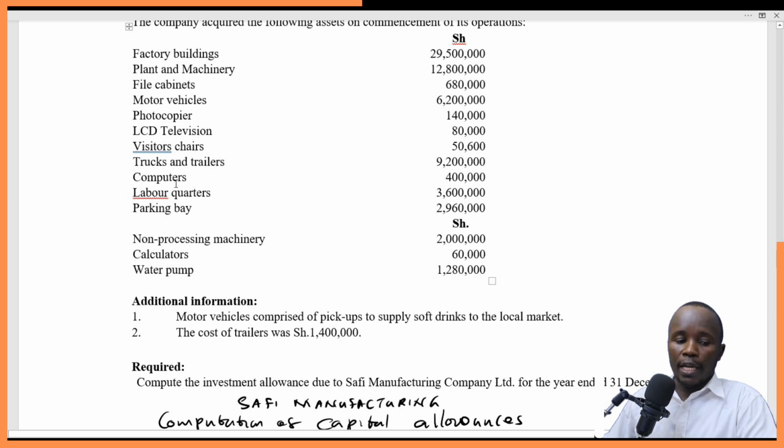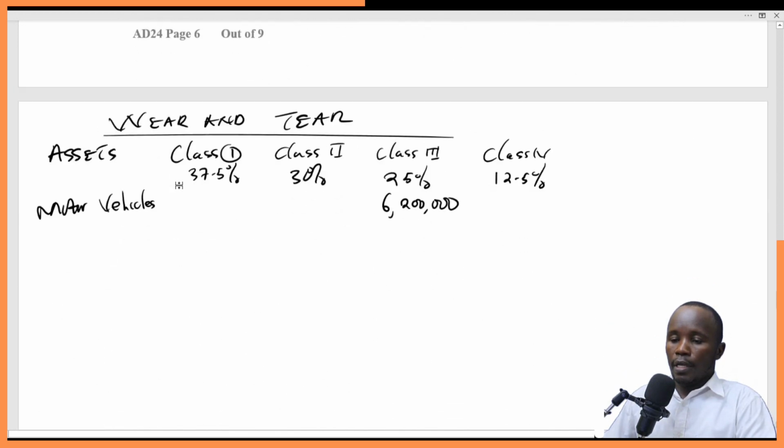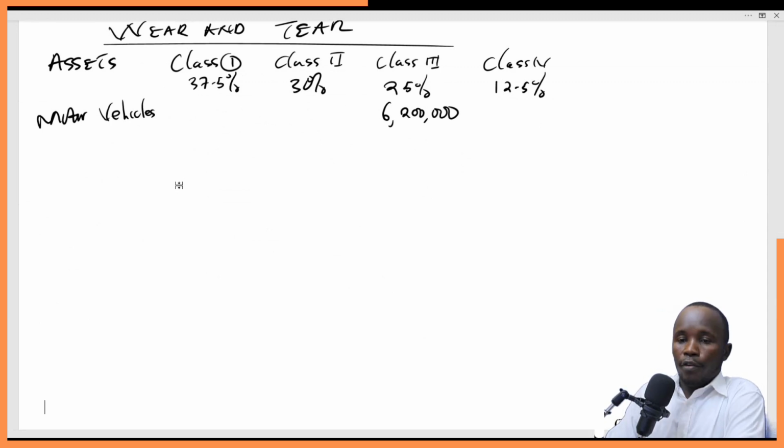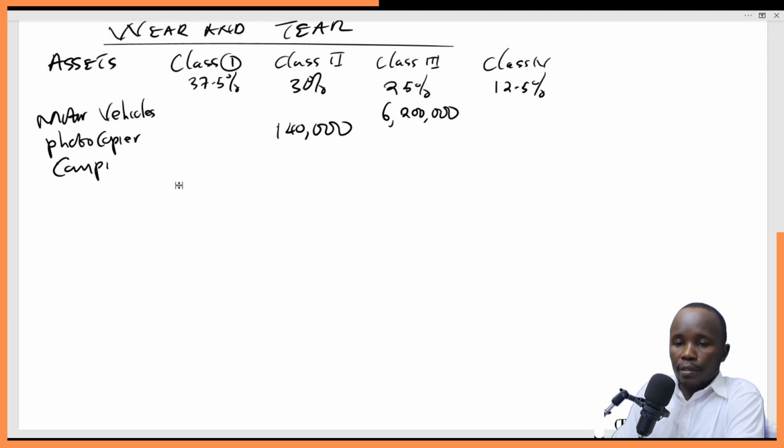Here we have photocopier. Photocopier is in class 3, 140,000. Then we have computers. Computers are also in class 3, 400,000. Then we have calculators. These calculators, computer scanners, all those are in class 3, 60,000. We have LCD television. Those are in class 3.